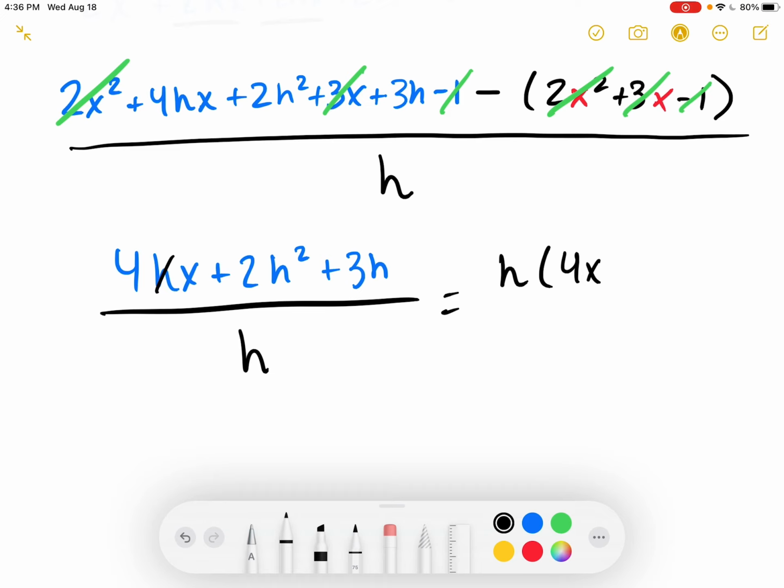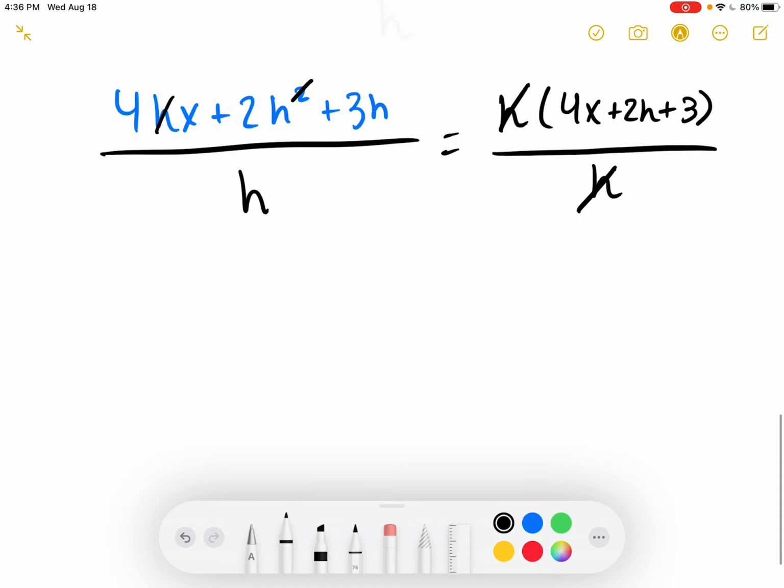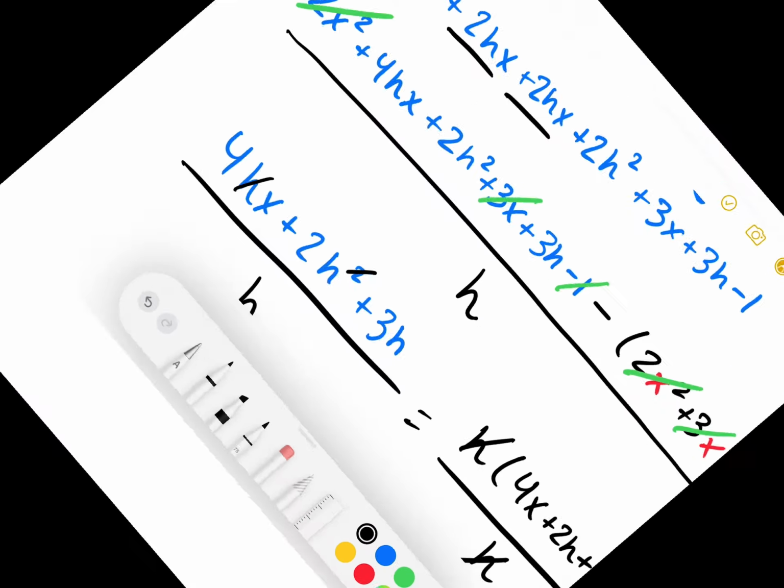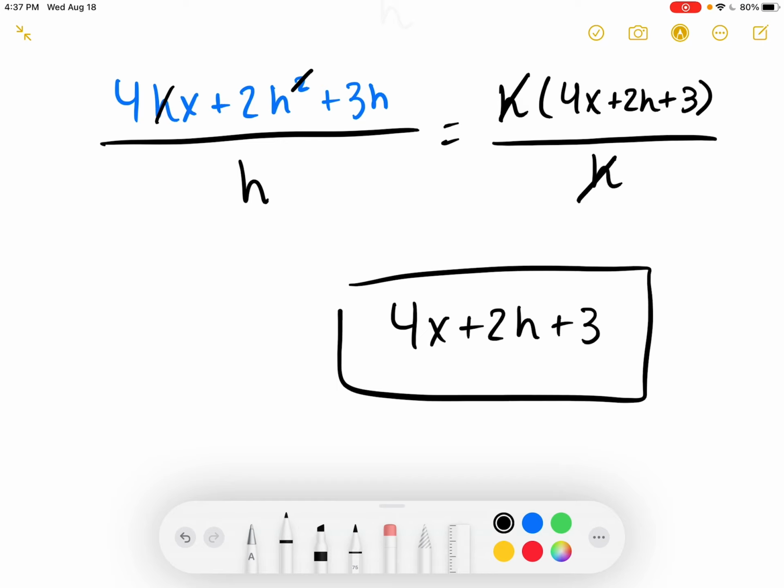Then 2h squared divided by h just becomes 2h, right? So plus 2h. And then 3h divided by h just becomes plus 3. And we know that h divided by h is 1, so these cancel each other out. So your final answer is going to be 4x plus 2h plus 3. And you can check your textbook, I think it's in the back. If you look at the answer key, this is going to be the correct final answer. Hope that helped.